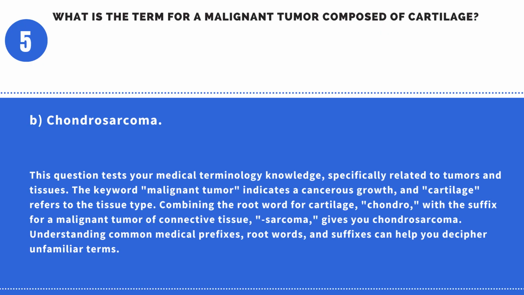Answer B. Chondrosarcoma. This question tests your medical terminology knowledge, specifically related to tumors and tissues. The keyword malignant tumor indicates a cancerous growth, and cartilage refers to the tissue type. Combining the root word for cartilage, chondro, with the suffix for a malignant tumor of connective tissue, sarcoma, gives you chondrosarcoma. Understanding common medical prefixes, root words, and suffixes can help you decipher unfamiliar terms.